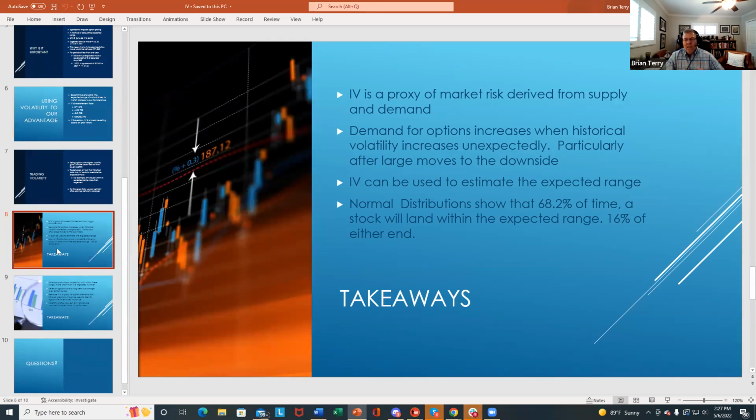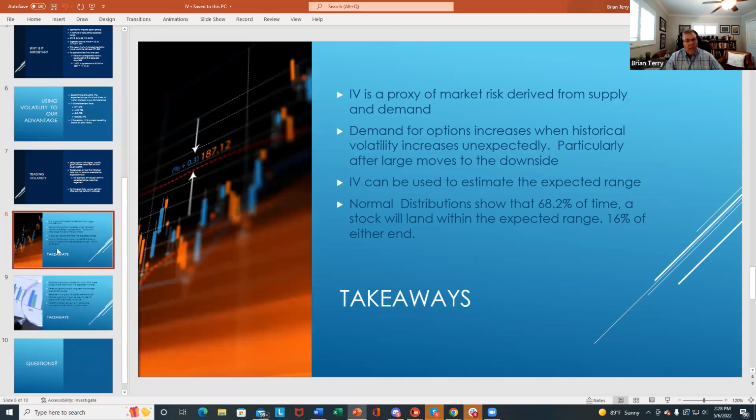And the demand increases when historic volatility increases unexpectedly, like yesterday. We had an unexpected drop, or I don't know how unexpected, but it went down a lot fast, right? And so IV went up drastically. So everything, in terms of pricing, went up today based on yesterday's movement in the stock market. And the IV can be used to calculate the expected range where a stock's going to move.